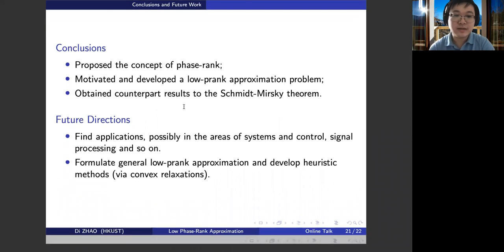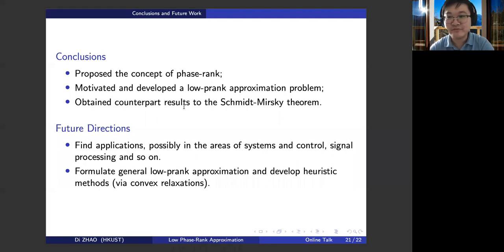The future directions are actually quite clear, because so far we didn't mention any concrete practical applications of phase rank approximation. We know that low rank approximation has many applications, like in the areas of systems and control: model reduction, system identification, subspace identification. It is also utilized in data compression, compressive sensing, and many communication problems. So low rank approximation is a very powerful and widely used scheme.